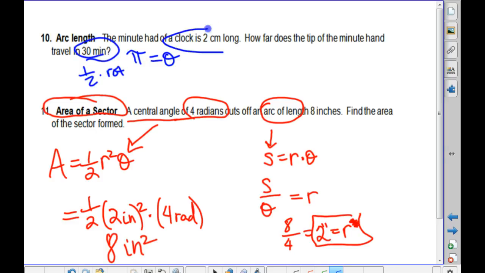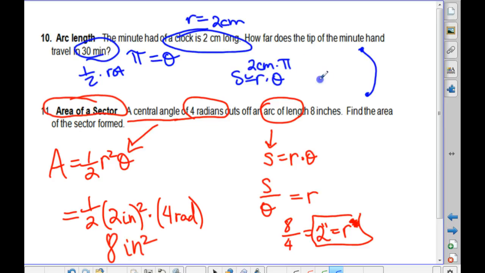And what is this telling us? If the minute hand of the clock is that long, that's the radius. And how far does the tip of the hand travel? It just wants this, which is an arc length. So we just need to do s equals r times theta. 2 centimeters times pi is going to be 6.28, or 2 pi centimeters.